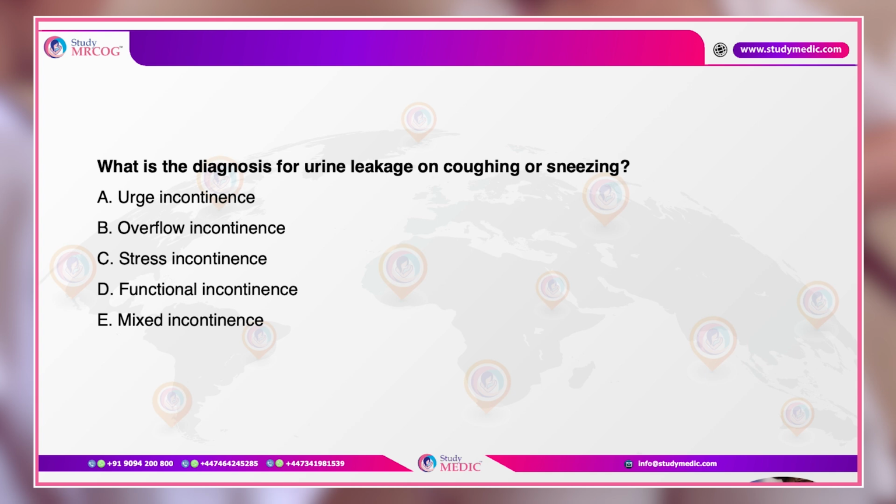Okay, the next question is, what is the diagnosis for urine leakage on coughing or sneezing? A patient has come to us saying that she is leaking urine only on coughing or sneezing. What do we provisionally diagnose her with? A, urge incontinence, B, overflow incontinence, C, stress incontinence, D, functional incontinence, or E, mixed incontinence. Now let's proceed to the answer.